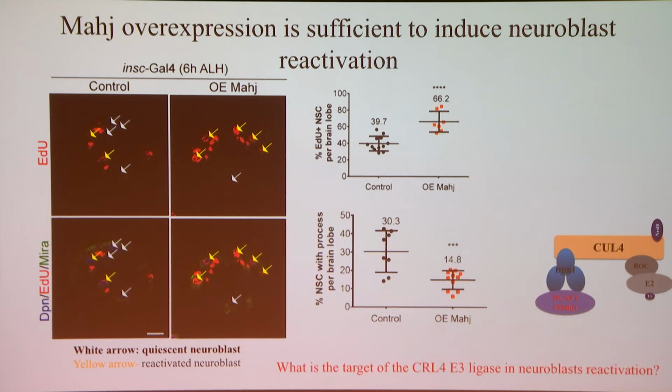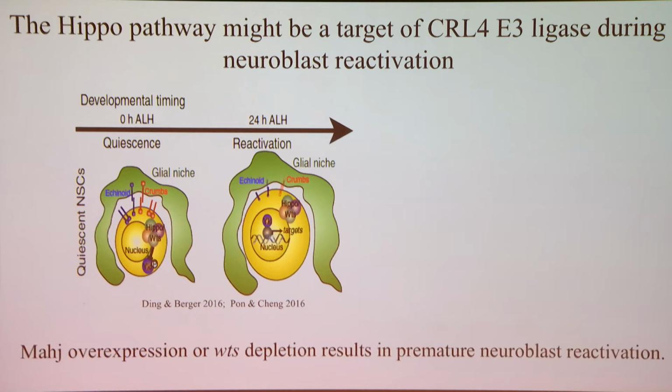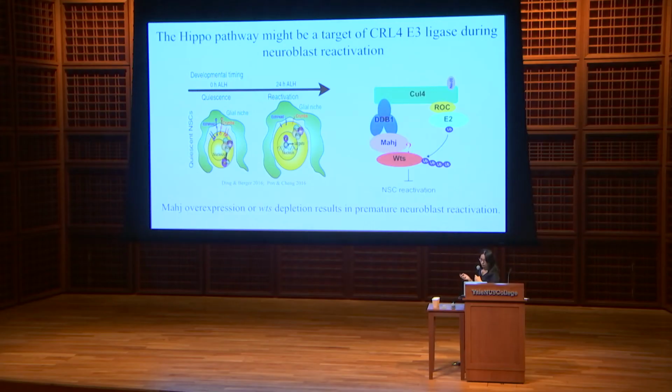So what is the target of the CRL4 E3 ligase in neuroblast reactivation? We thought that the Hippo pathway would be a good candidate, as the Hippo pathway keeps the neural stem cells in quiescence. During neural stem cell quiescence, the Hippo pathway is activated, and the depletion of the Hippo pathway components will result in premature neural stem cell reactivation, and this is very similar to the Mahjong overexpression phenotype. So we propose that the CRL4 E3 ligase targets Warts for ubiquitination and degradation.